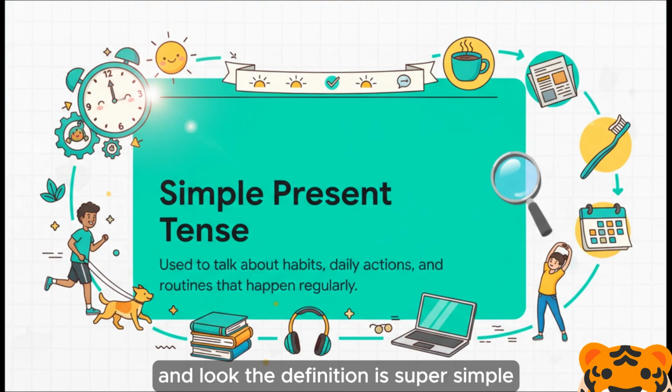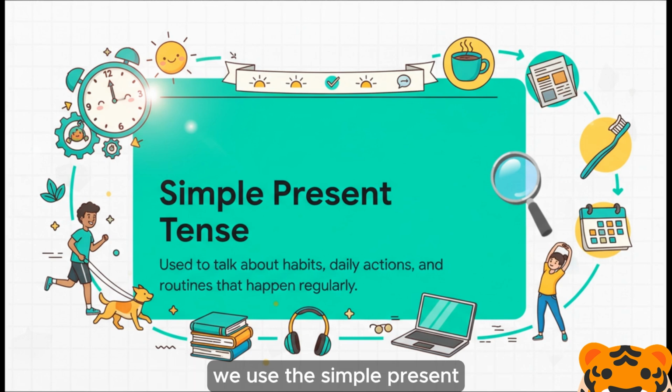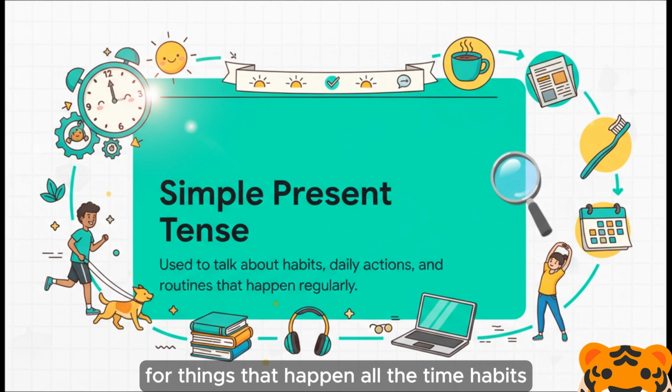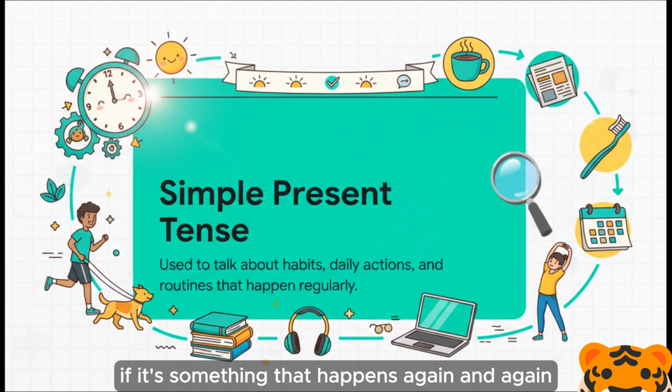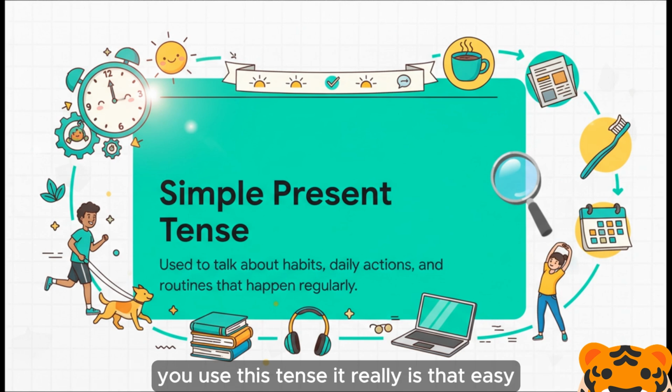And look, the definition is super simple. We use the simple present for things that happen all the time. Habits, things you do every day, your routines. If it's something that happens again and again, you use this tense. It really is that easy.